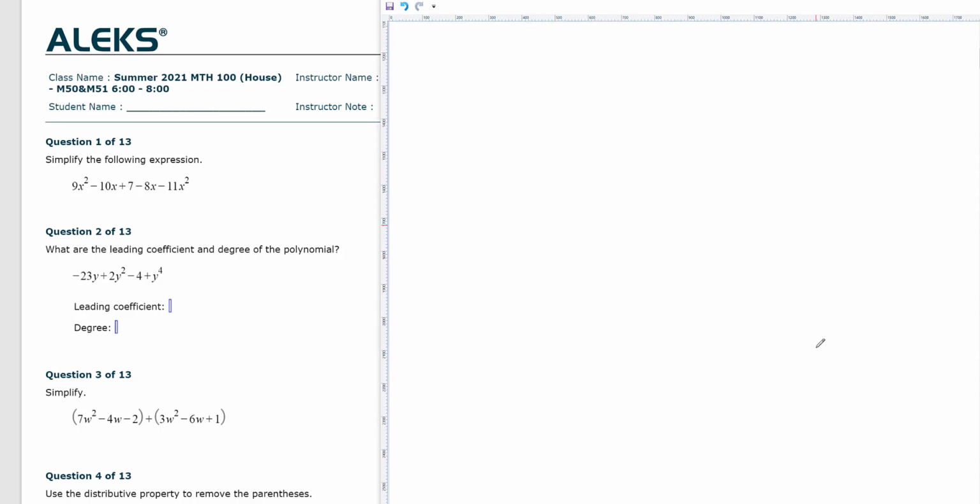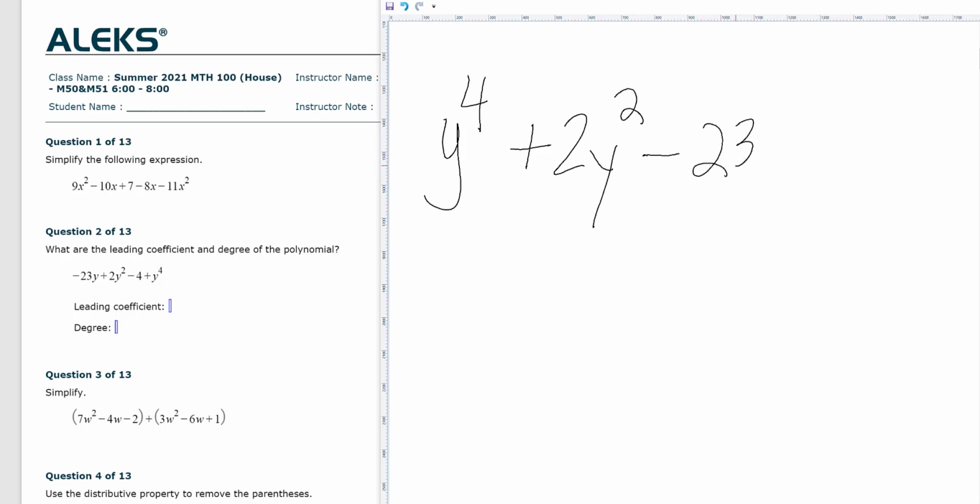Question number 2. What are the leading coefficient and the degree of the polynomial? Well, the leading coefficient is the coefficient or the number in front when in standard form. So I'm going to rewrite this: y to the 4th plus 2y squared minus 23y minus 4.